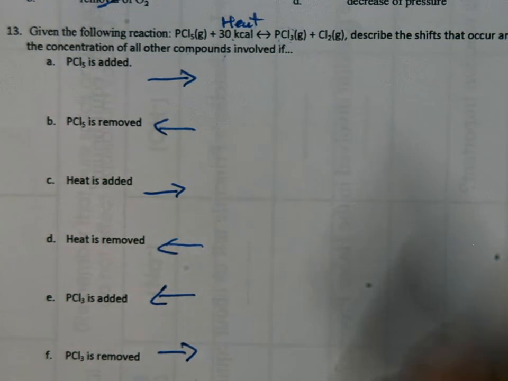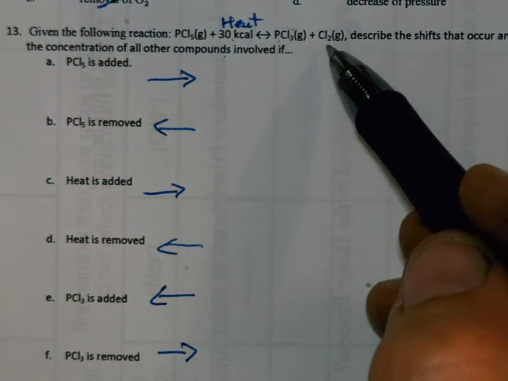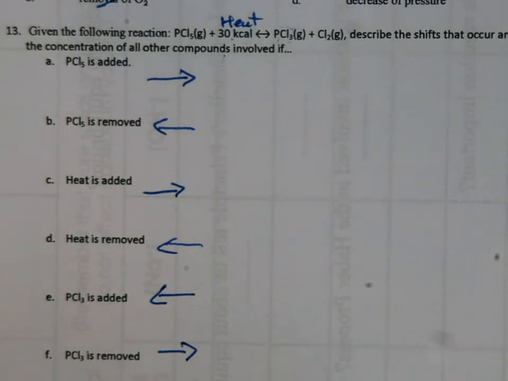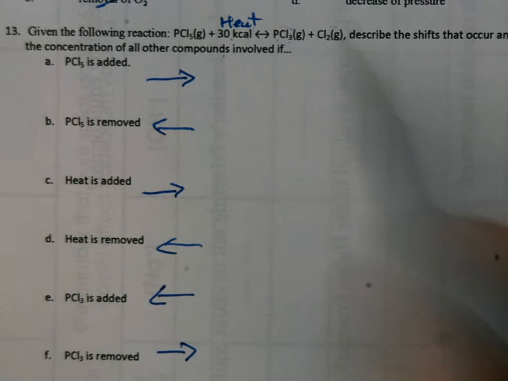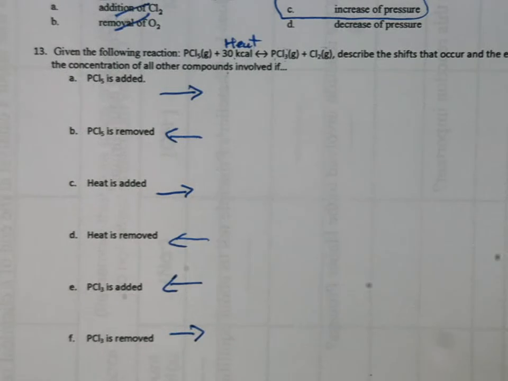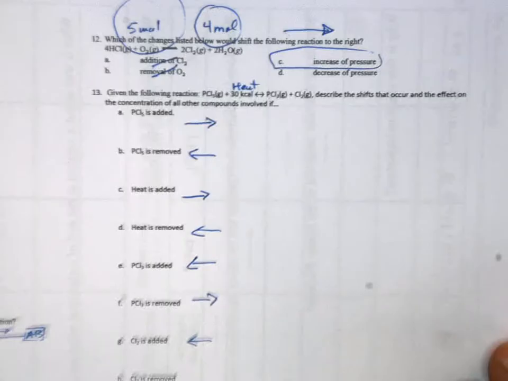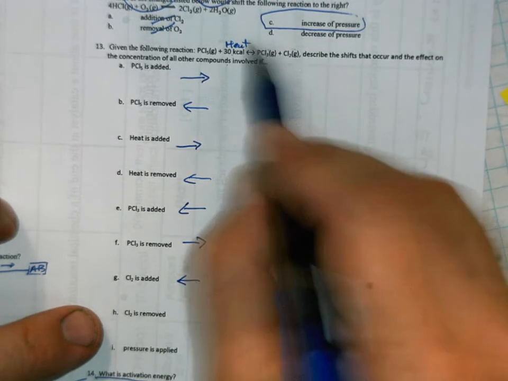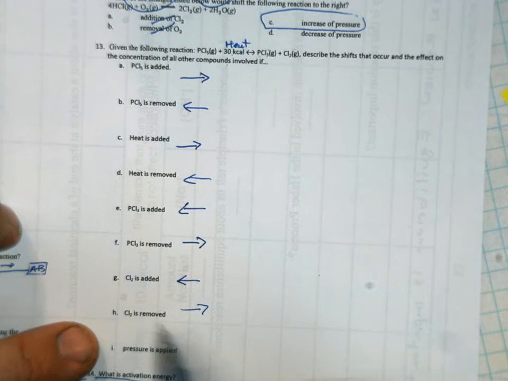Cl2 is added. That is one of our products. If we add a product, it'll shift towards the reactants. It's going to shift us to the left. If we remove Cl2, oh, let me zoom out because you can't see here. If we take away a product, it's going to shift us more towards making more of the product, shift to the right. Because again, whatever you remove, equilibrium shifts there.